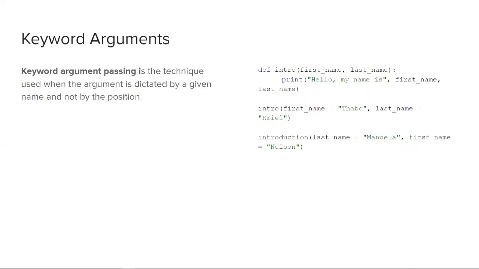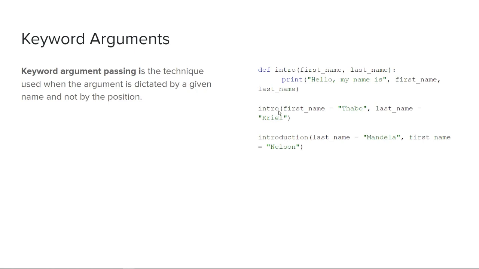Now, this technique is when you have an argument that is identified by a given name and not a position, right? So if you look here on the left, we say intro, first name, last name. These are both positional arguments. But now I can give it a keyword argument. I can say the first name is equal to Tabo, last name is equal to Creole. So now I've assigned a value to this keyword, you know? So when I call the function, it will know.